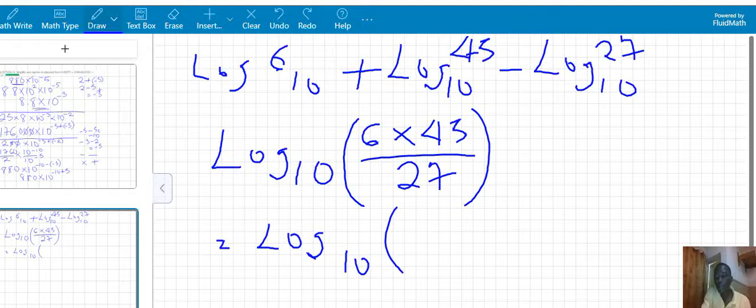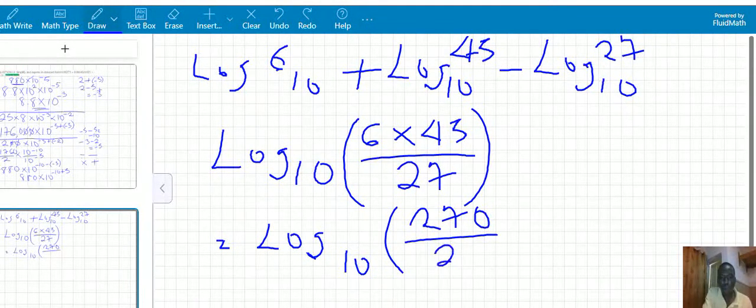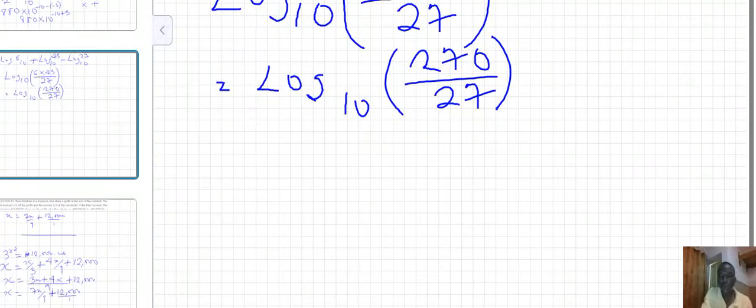6 times 45. You are going to use your calculator because you'll be required to. 6 times 45 will give you 270. NECO requires you to use a calculator, so you can make good use of that. Over 27.